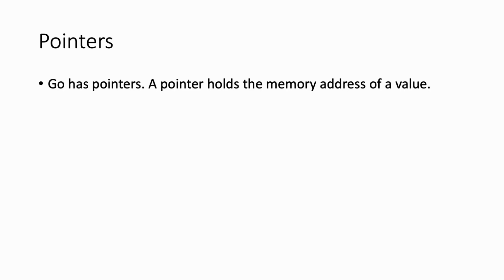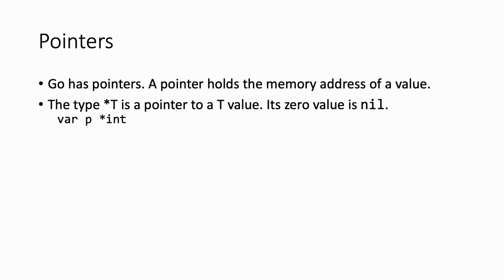Now let's start with discussing pointers. Go also has pointers, as in C, C++, and Java. Recall that a pointer holds the memory address of a value. In Go, the type written as an asterisk followed by a type T is the data type for a pointer to a T value. The zero value of the pointer type is always nil.